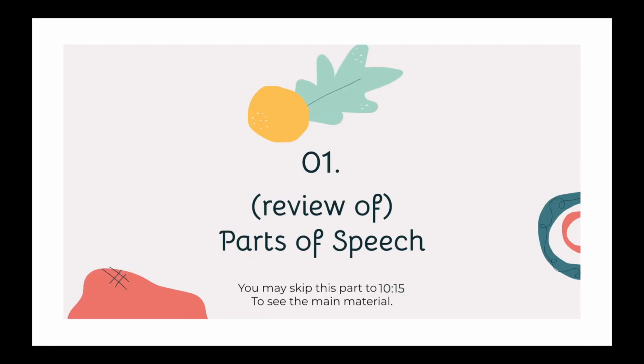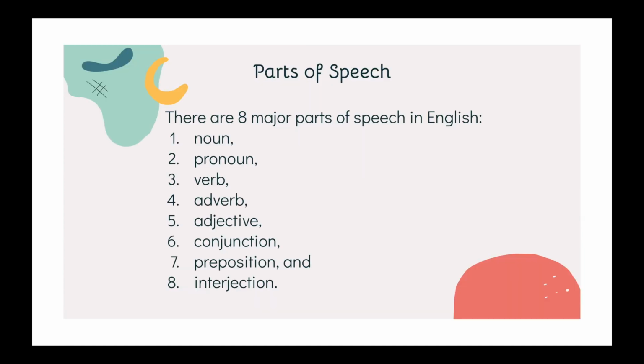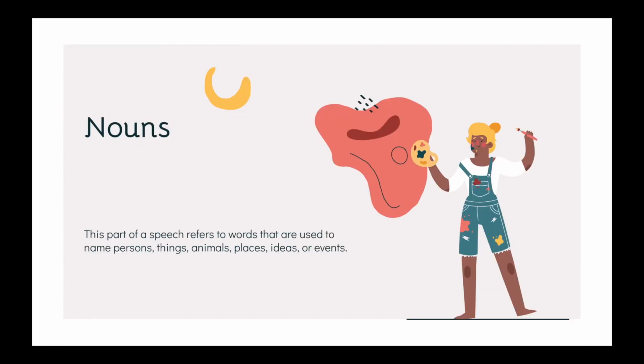Alright, let's begin with the first part, a review of parts of speech. If you still remember those, you can skip this part to see the main material, but I'll be going through this pretty quickly. In essence, there are 8 major parts of speech in English: noun, pronoun, verb, adverb, adjective, conjunction, preposition, and interjection, and we'll talk about them one by one. First, we talk about nouns.